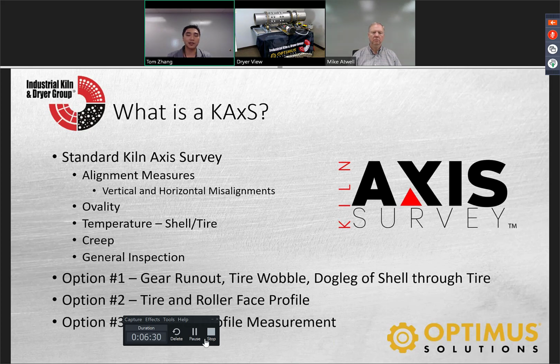Option 2 is if you suspect there's a taper or it's got an odd deformation, tire and roller face profile. This gives you diameters across the face of the tires and the rollers. And lastly, the kiln shell profile measure. So this is the span of the shell. This plots out a nice 3D graph. And typically, if you have major deformations with refractory falling out and the span between the tires, or the seal areas, this is a measure for that.